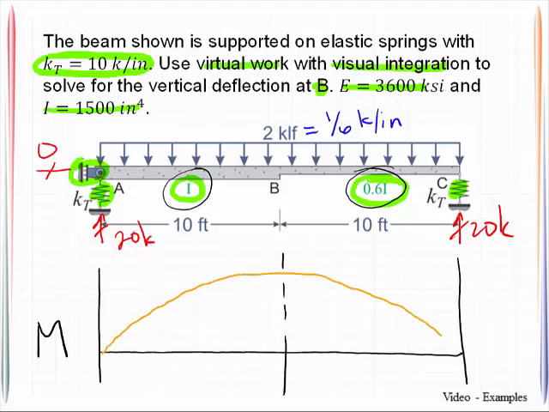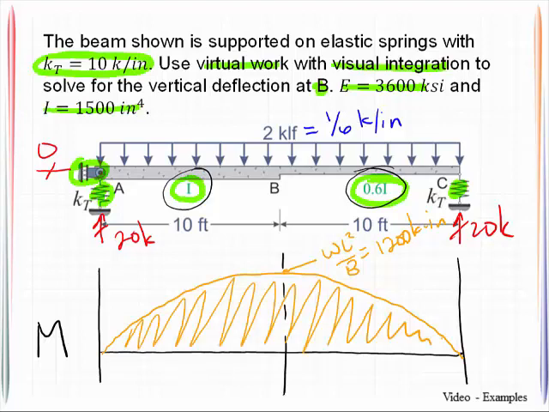It's a second order curve where the max value up here can be computed as WL squared over 8, where L is that 20 feet, or in other words 240 inches. The W is the 1/6 kip per inch, and that would compute out to be 1200 kip inches. Okay, we now need to get the M over EI diagram.